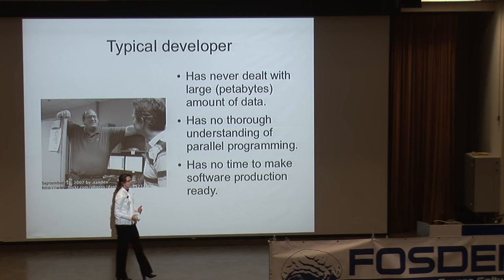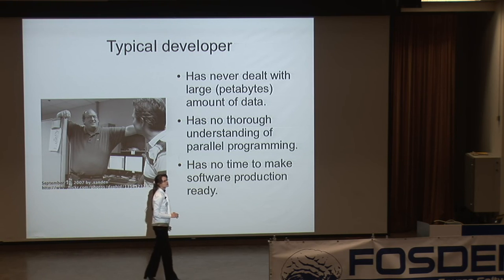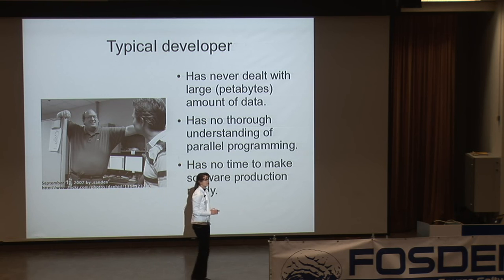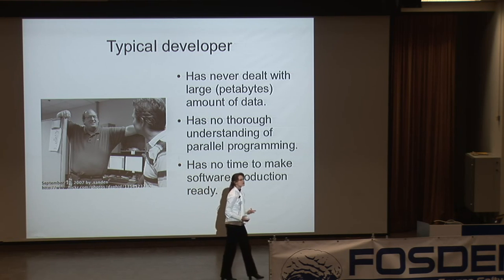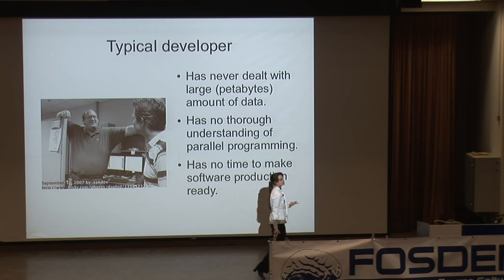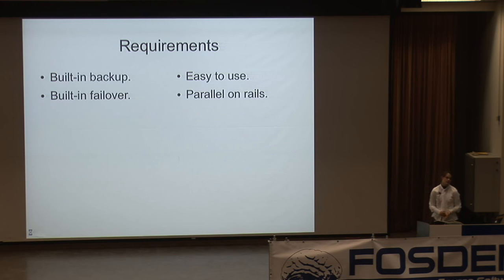And with production ready here, I mean something like it has defined failure modes, it has failover if a machine crashes, it has defined error codes if something goes wrong, and so on and so forth. So you want something that is easy to use, basically something like parallel programming on Rails.